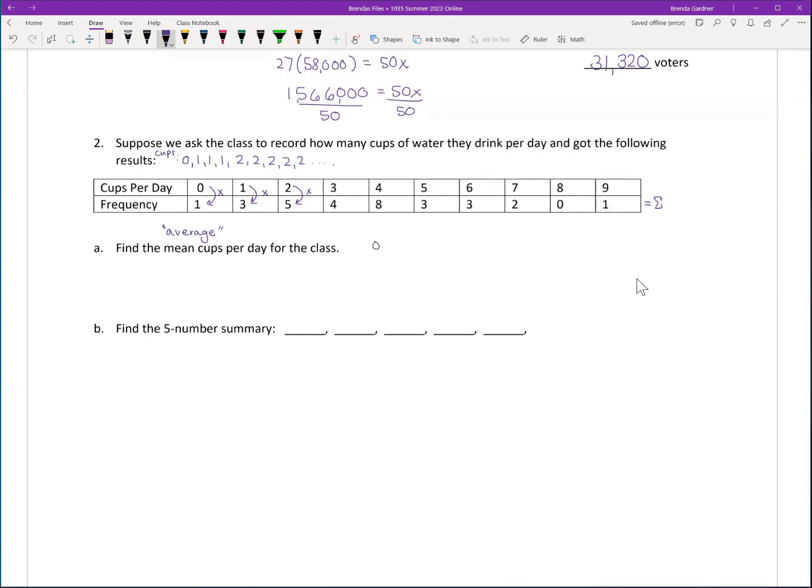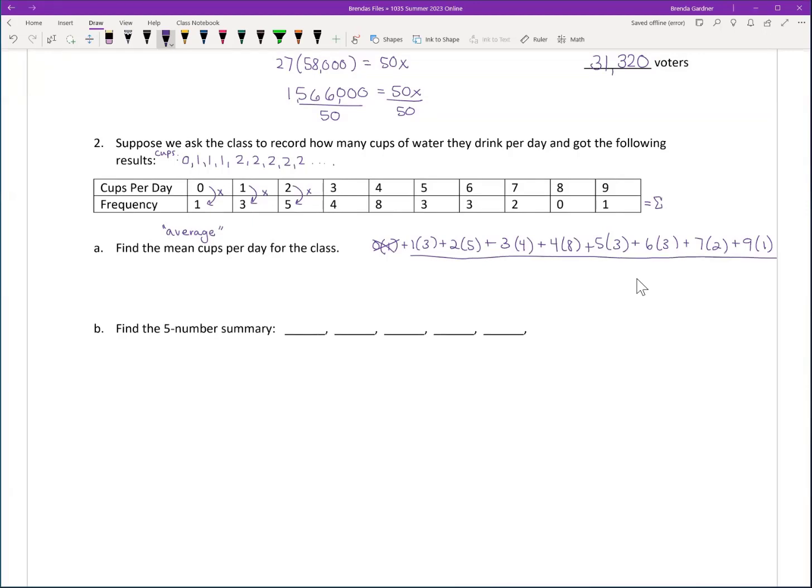So I'm going to take 0 times 1 plus 1 times 3 plus 2 times 5 plus 3 times 4 plus 4 times 8 plus 5 times 3 plus 6 times 3, etc. 7 times 2. So it's a long one. 8 times 0. By the way, you wouldn't even have to do that if you're going to use the 0, because it will, of course, equal 0. And when you add 0 to anything, you get the same thing.